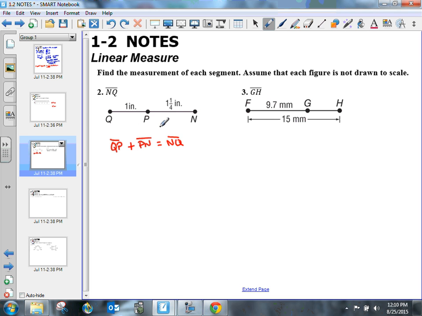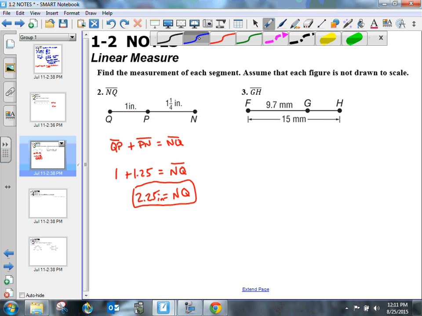Well, I'm going to plug in the values of what I've got. I know that QP is 1. I know that PN is 1 1/4. I'm going to change that to 1.25. And that's the total length of NQ, okay? So if I take 1 plus 1.25, then I get 2.25. And that's going to give me the segment length of NQ, and this is in inches. Okay, so pretty simple. All right, let's take a look at number 3.